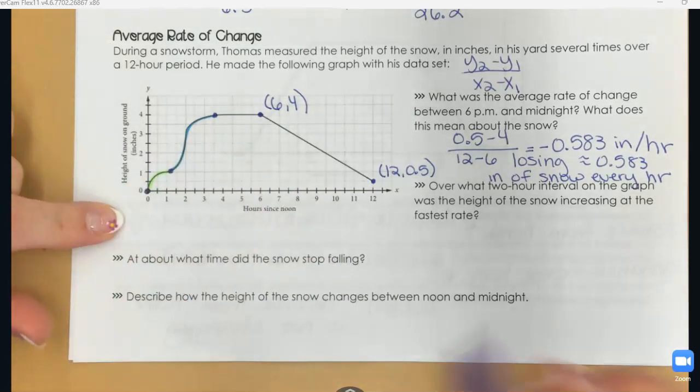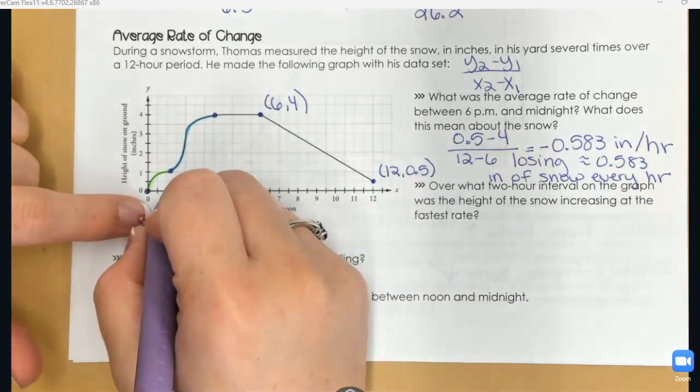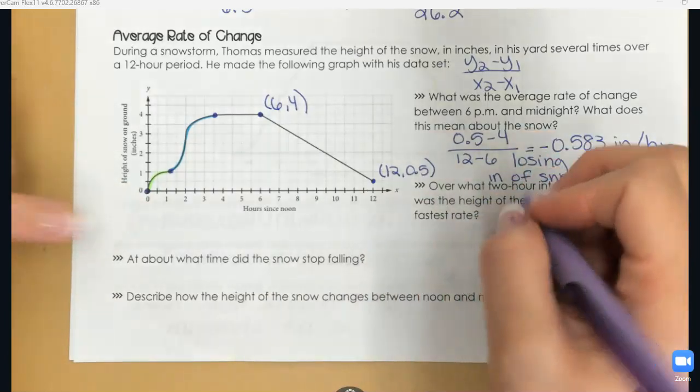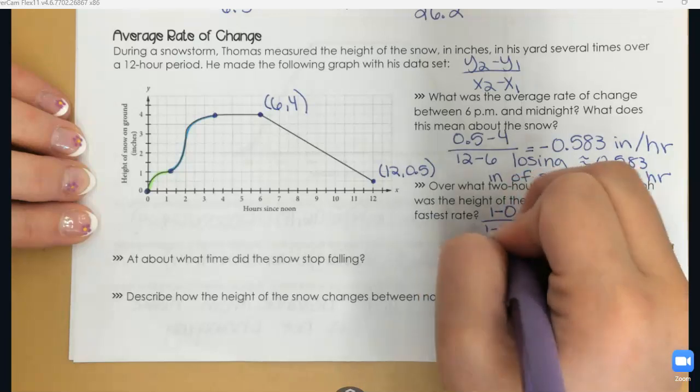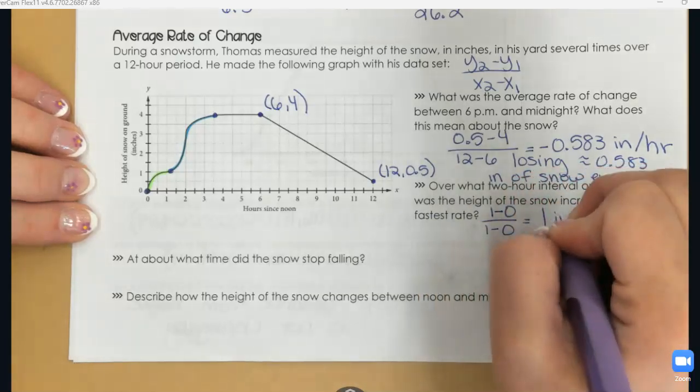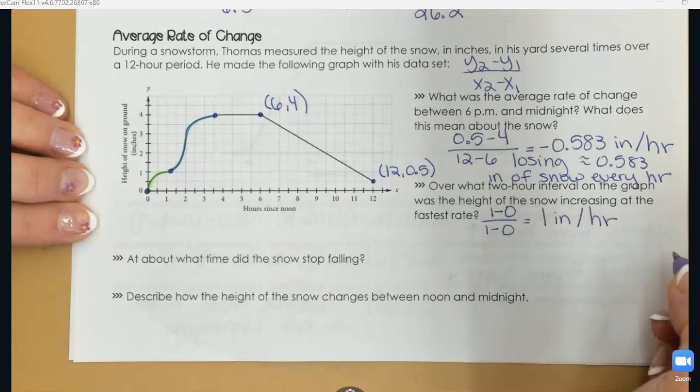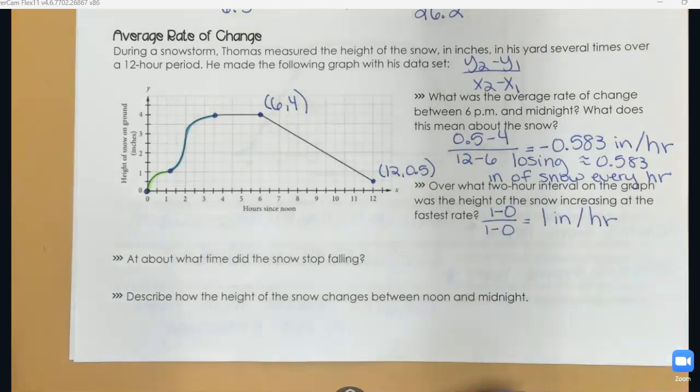So starting with the green, I've got the points 1, 1, and 0, 0. So that is going to be 1 minus 0 over 1 minus 0. So that would be 1 inch per hour. Okay, so that's for the green.